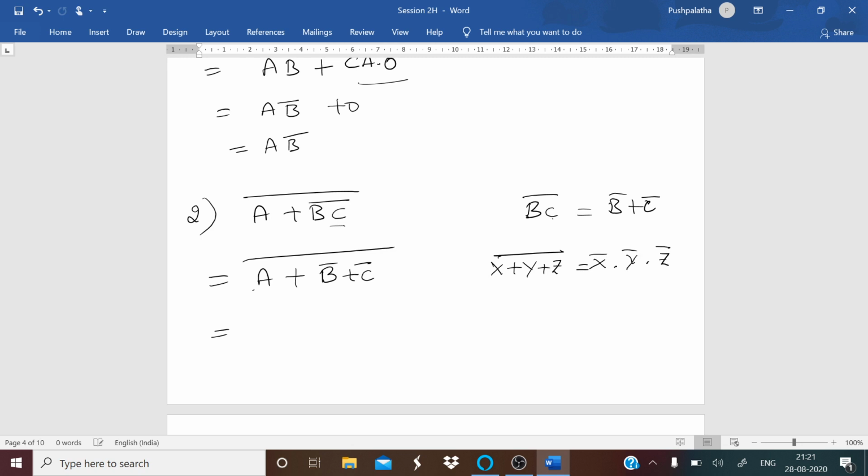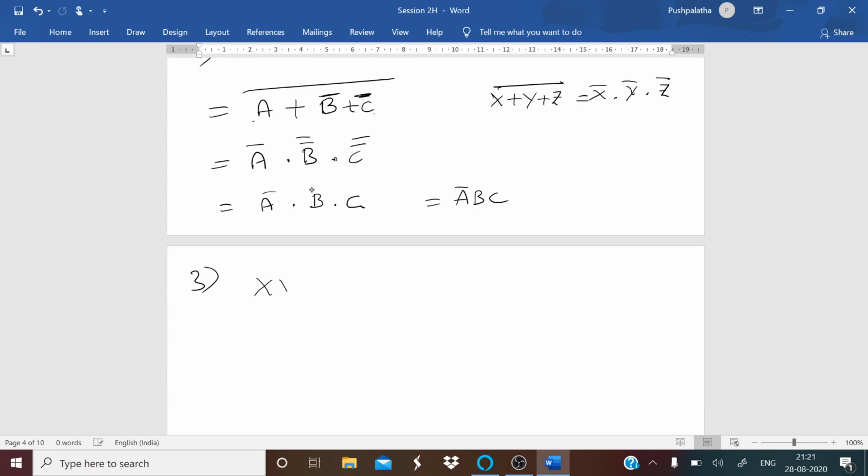In a similar way, we are going to break up this point also. So that will be A bar into B. B has got two bars now, into C also has got two bars, because this is already present here. This was your y and this was your z. So what does it become? A bar into B double bar means B, C double bar means C. So the answer is A bar B C. Okay.